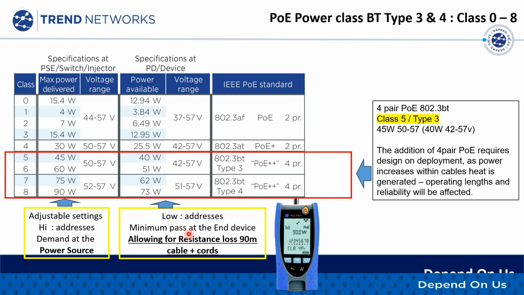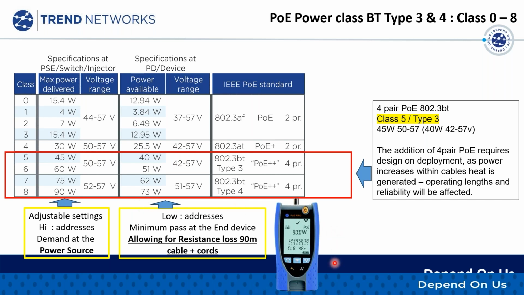And so we have a low setting option allowing you to say, okay, so what do we get at the end device? Example, if we're looking at the top end, we would expect 90 watts out of the switch, and to minimum operate that PoE 90 watt at 90 meters, we would expect 70 watt at the end. Okay, that's at minimum for that device to operate. Okay, not allowing for temperature derating and not allowing for heat. Okay, but that's how easy that would work.